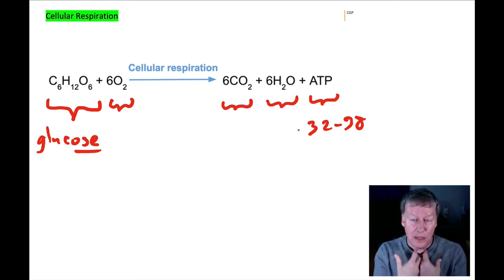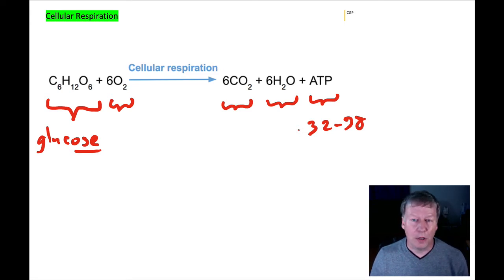I am using energy to contract my muscles. The form of energy my cells are able to use is ATP. So I need to produce ATP. I need to take the energy from a glucose molecule, extract it from those chemical bonds, and then capture it in the form of ATP to be able to be used to power other reactions in my body. And that is the purpose of cellular respiration.